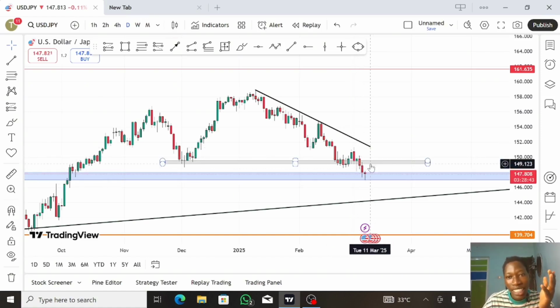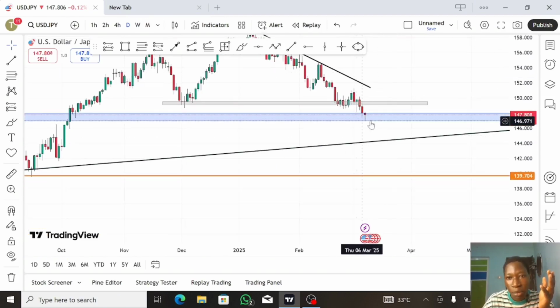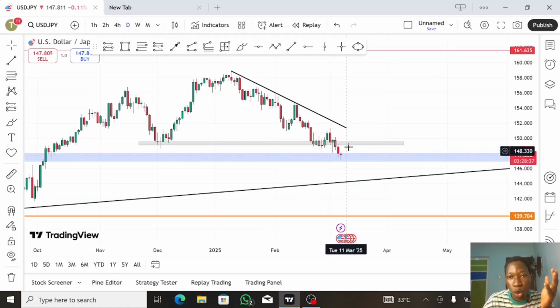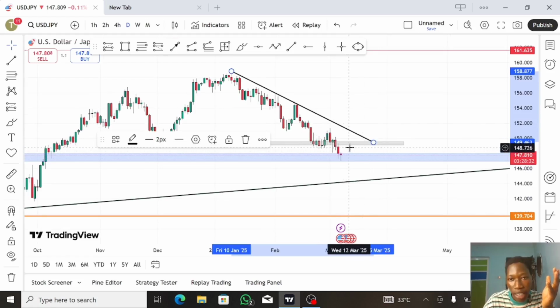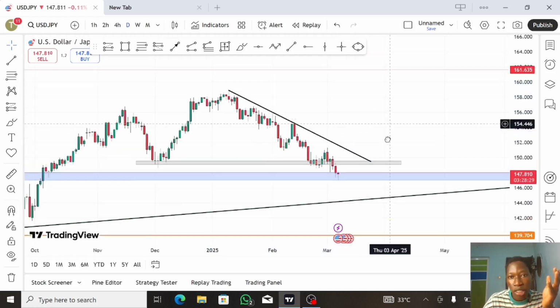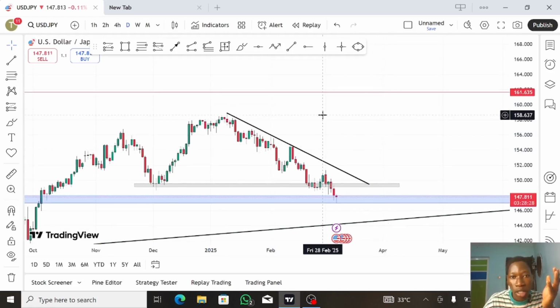Now, if this market stays below this level and is unable to break this level, it might continue going up as long as this market does not break this trend line. If it breaks this trend line to the upside, let's just know that the market will start coming to the upside, which is around this level here.